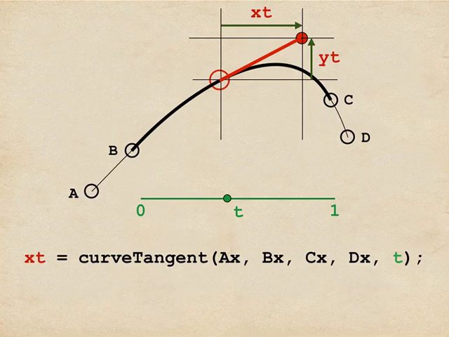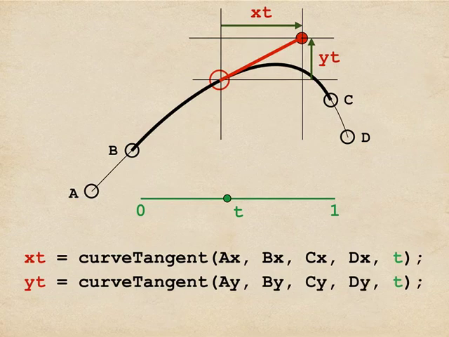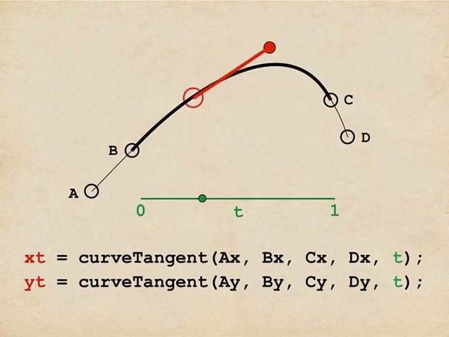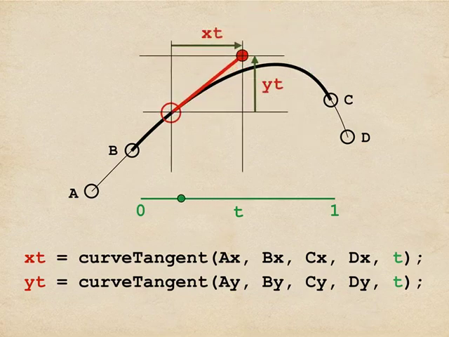It takes the 4 x's and a value of t, and it gives us back the x component of the line from the curve point to a point on the tangent line. To get the y component, we just call curve tangent again, the very same routine. We hand it the y values of the 4 control points and the same value of t, and we get back the y value. If we choose a different value of t, we'll get back a different tangent.